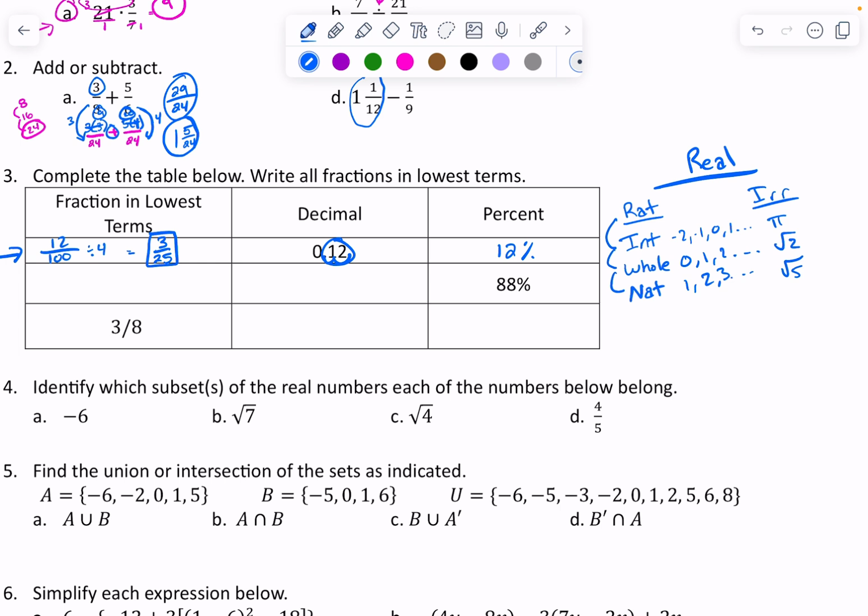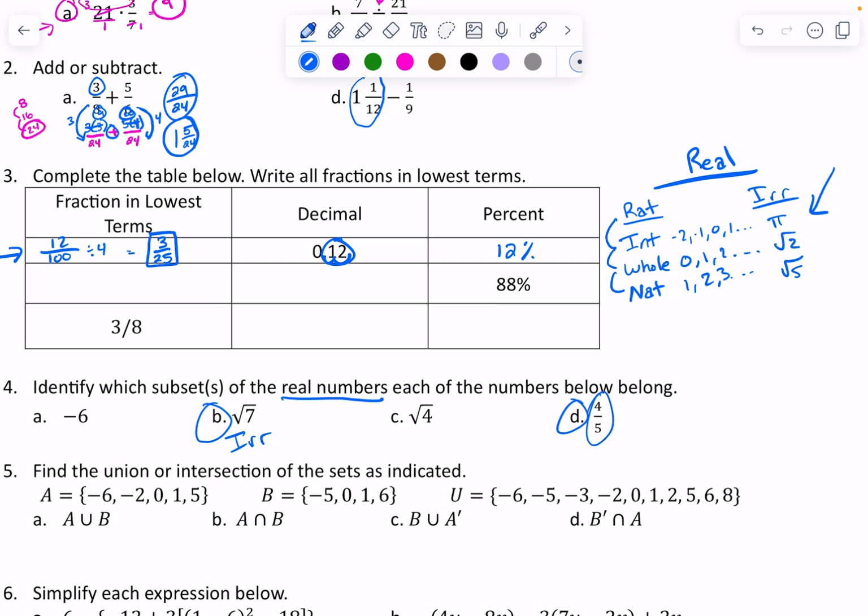So, let's pick two of these. Let's go B and let's go D. B, square root of 7, that's going to be an irrational number. So it says identify which subsets of the real numbers. We already know all of these are real numbers, right? But this one is going to fall under the irrational numbers, okay?